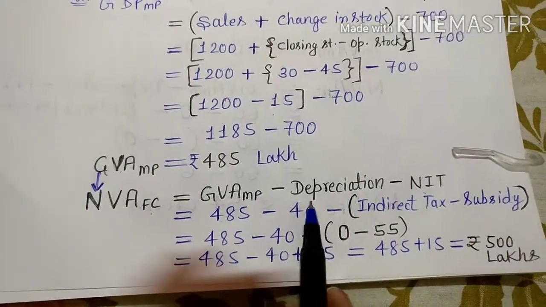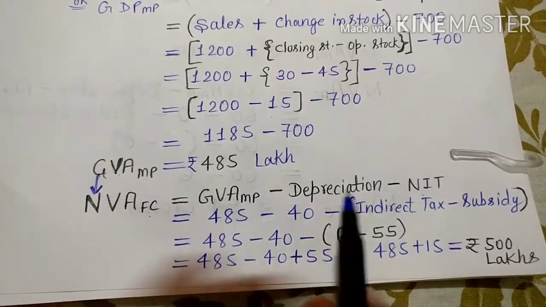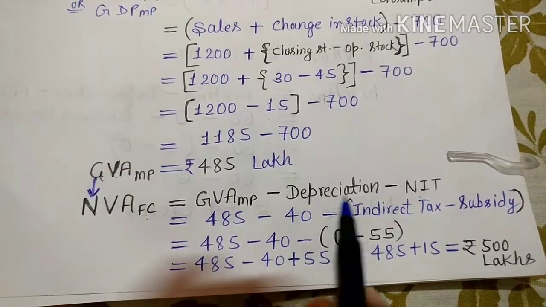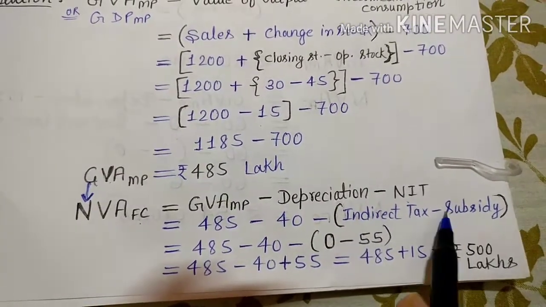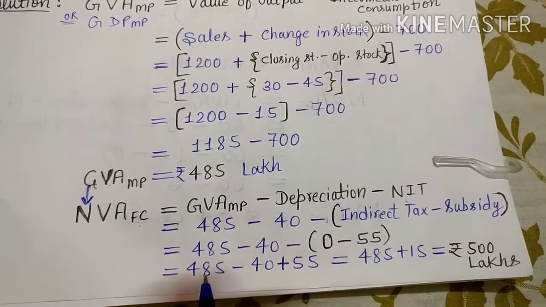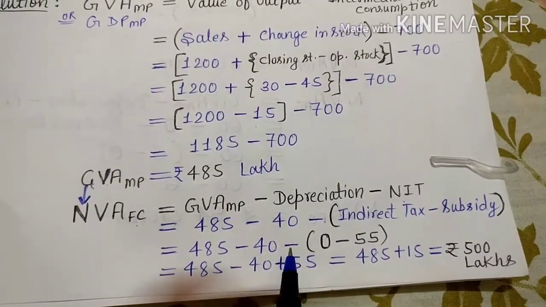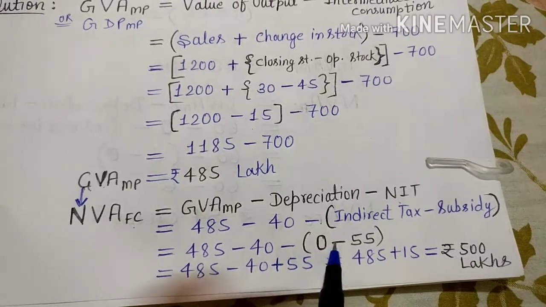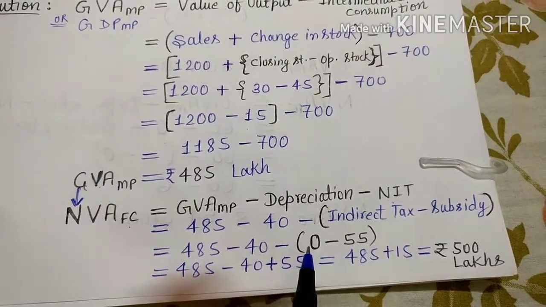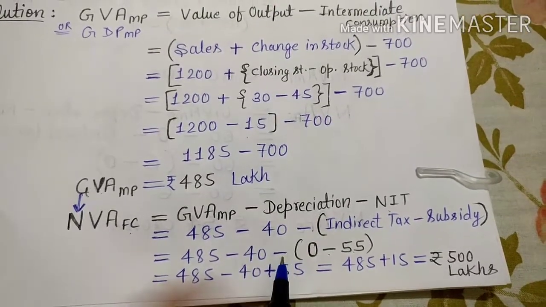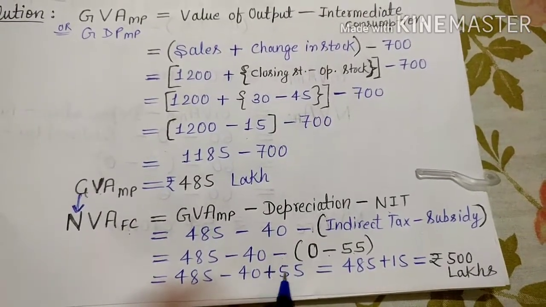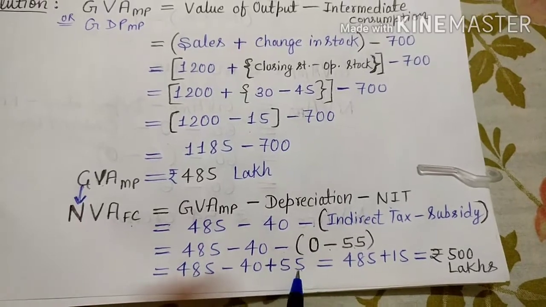Okay, other things we have written like this only: GVA at MP 485, minus depreciation 40, minus NIT, which we wrote in brackets, 0 minus 55, indirect tax 0, subsidy 55. Now this one, see, minus sign is there. When we subtract 55 from 0, what will come? Minus 55 only. Now minus 55 and outside also minus is there, so minus minus becomes plus 55. Okay, don't be confused in this one.